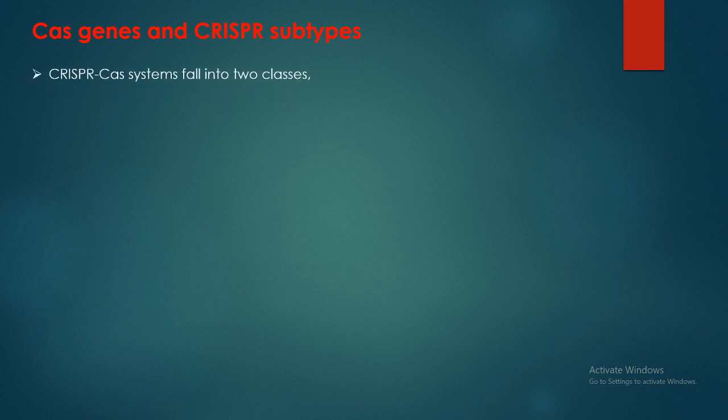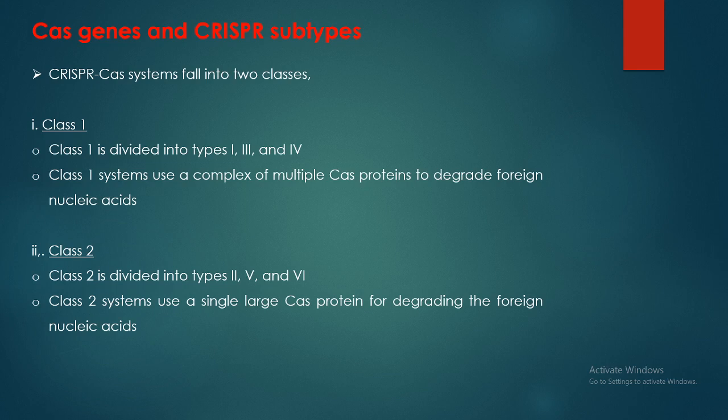A CRISPR-Cas system can overall be classified into class 1 and class 2, which in turn, depending upon the types of Cas protein, are divided into 6 types. Of course, the type of Cas protein is not the only criteria to put into various types. Class 1 includes type 1, type 3 and type 4, whereas class 2 covers type 2, type 5 and type 6.